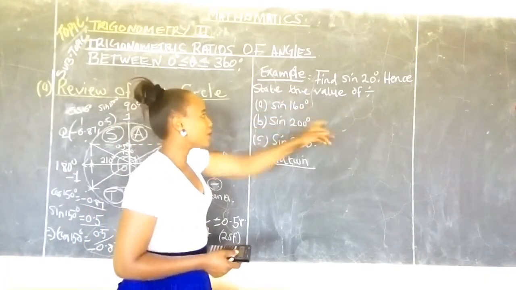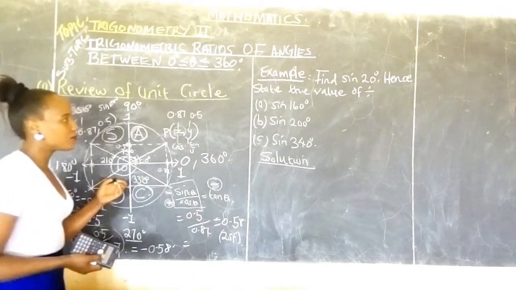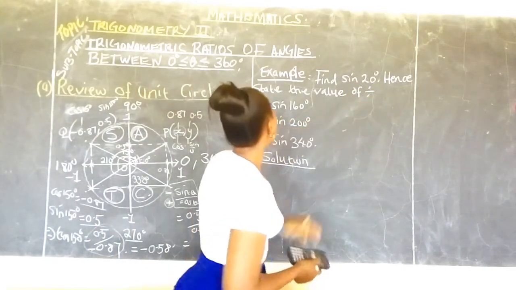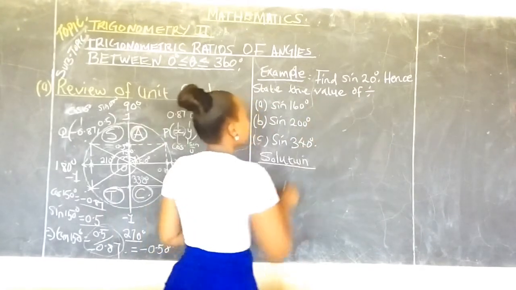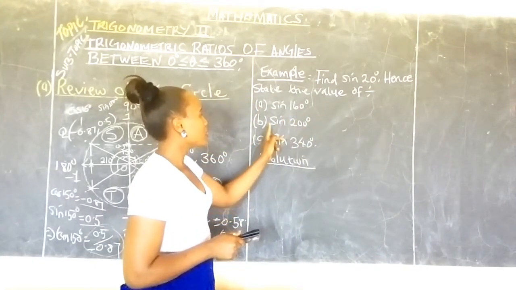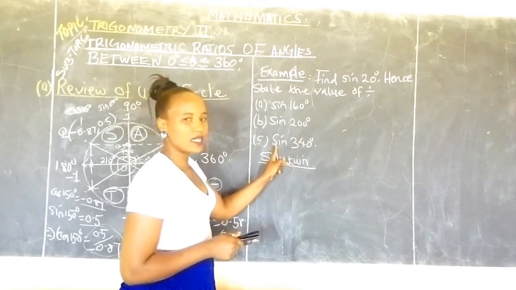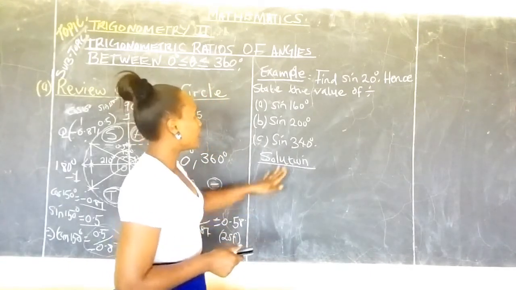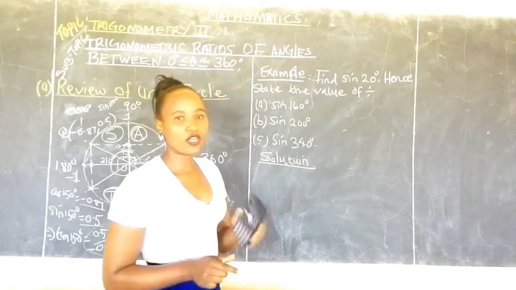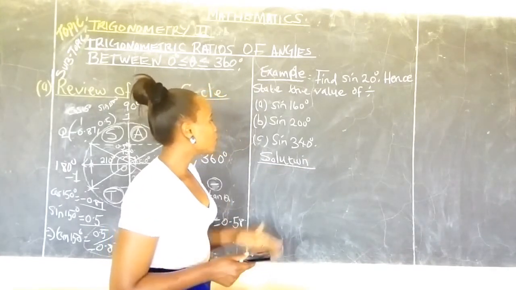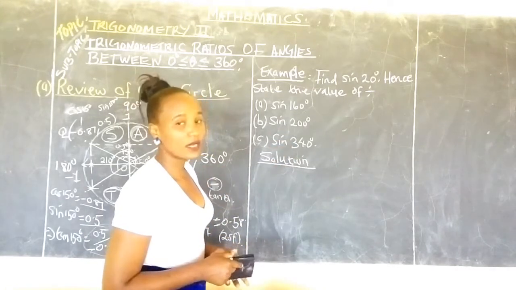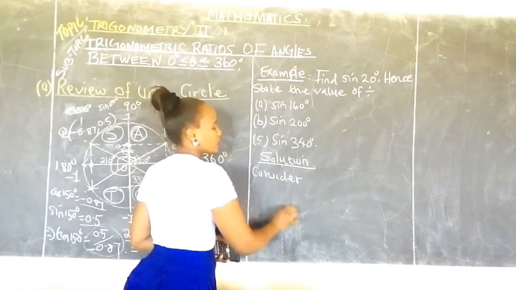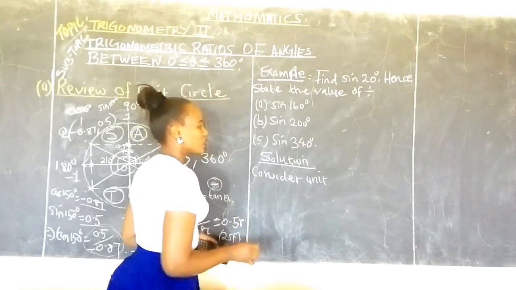Now let us look at this example because it's going to use this kind of concept. Find sine 20 degrees, hence state the value of sine 160 degrees, sine 200 degrees, and finally sine 340 degrees. So in this problem, I'm going to use the scientific calculator to find the values of this. Now, let's consider the unit circle.